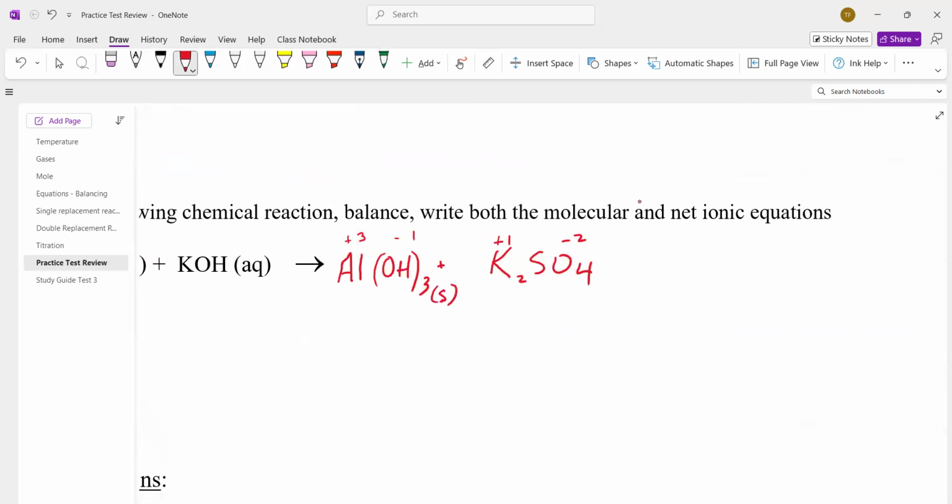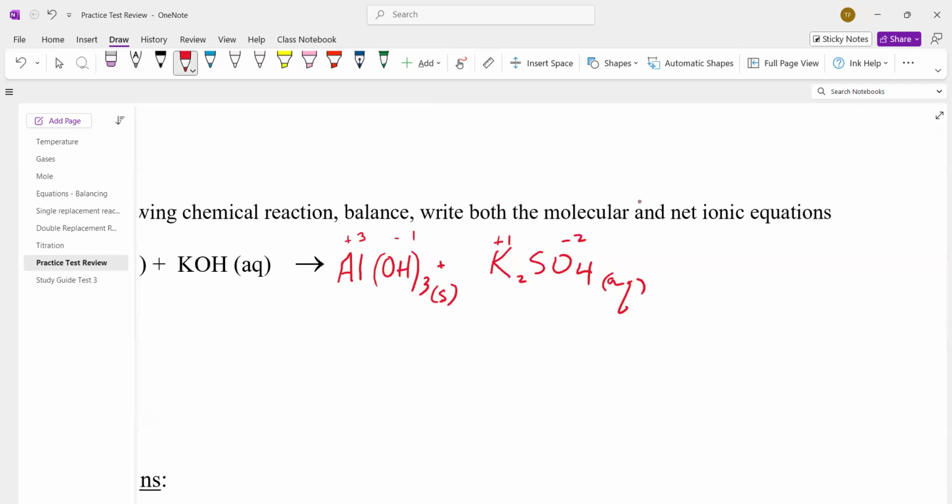And potassium sulfate is not a solid. It's white all the way across. So that's going to be AQ, aqueous. Does everyone understand the S versus the AQ? S for solid, AQ for dissolved, aqueous in water.